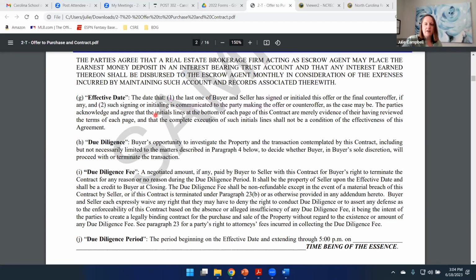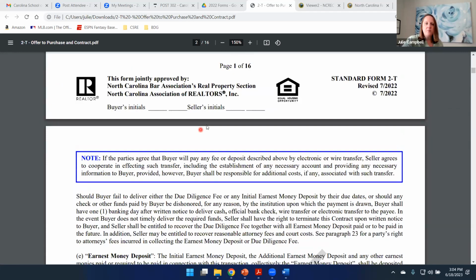The parties acknowledge and agree that the initial lines are merely evidence if they haven't reviewed each page. I'm going to go back up for 1 second. If we look at the bottom of every page, we have a place for the buyers and the sellers to initial. This is on page 1, 2, 3, 4, all of the pages. And what that little blip is saying is that these initials don't affect the validity of the contract. If they don't initial any page, but they sign the last page, we're under contract. What we need is that signature at the end. The only thing they're acknowledging by the initial boxes is that they've seen and understood page 1. They've seen and understood page 2.